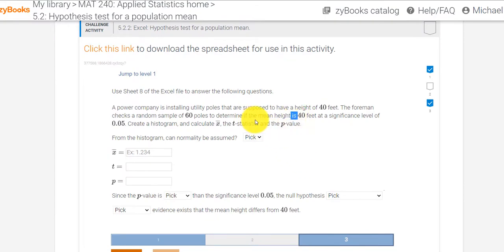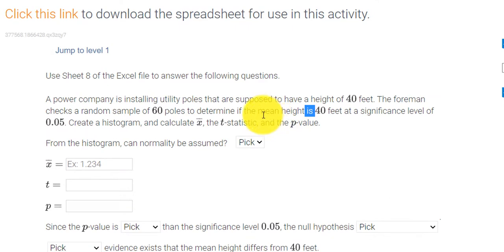It doesn't say the height is greater than or less than. It says the height is 40 feet. So we have telephone poles and we believe they're supposed to be 40 feet. We take 60 poles at random and we want to see, is the mean height 40 feet? And our level of significance is 0.05, and we have to find all of these items here.